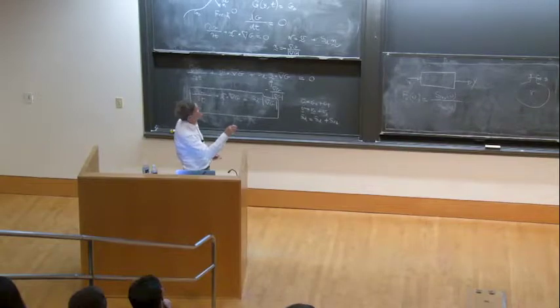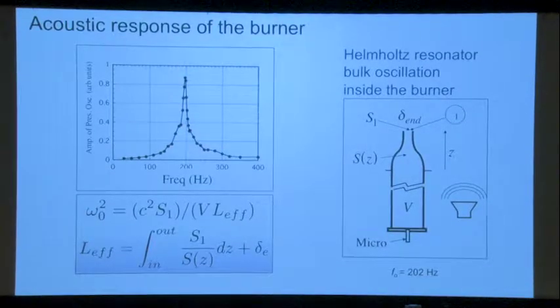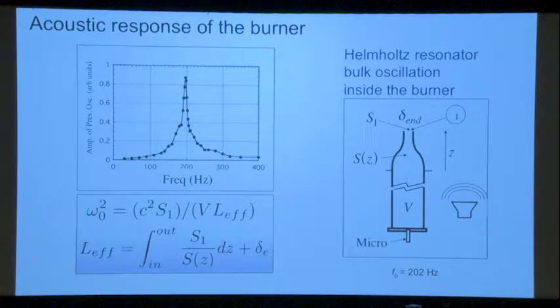And you can, of course, get the response by using the microphone here. You remember we use a loudspeaker. We scan the frequencies, and you can get the response. And you see that the resonator has some damping. There is damping here. Of course, if you have a weaker resonance, you may have stronger damping. So it's a compromise between the resonance capacity and the damping.